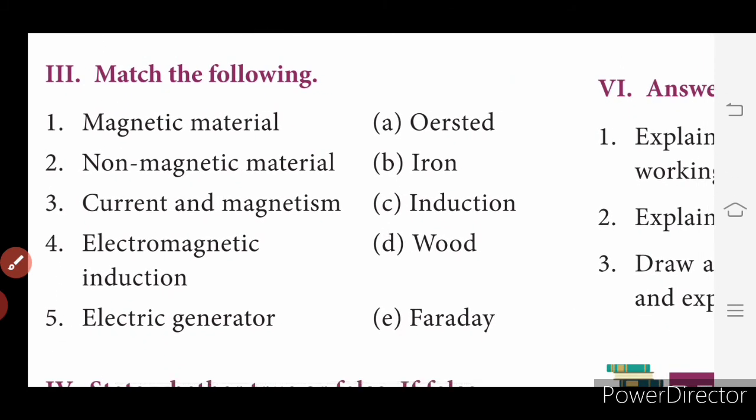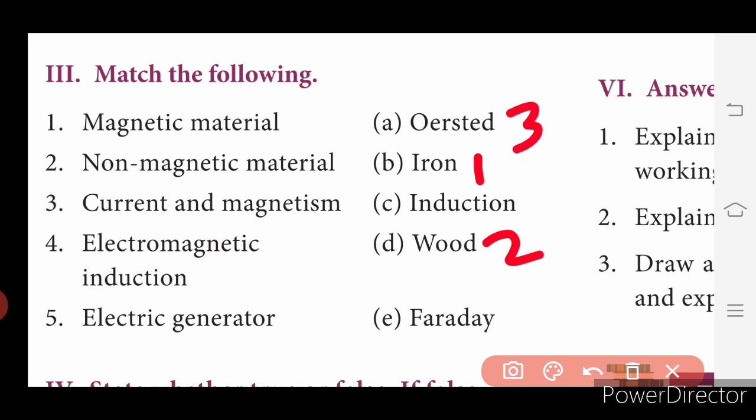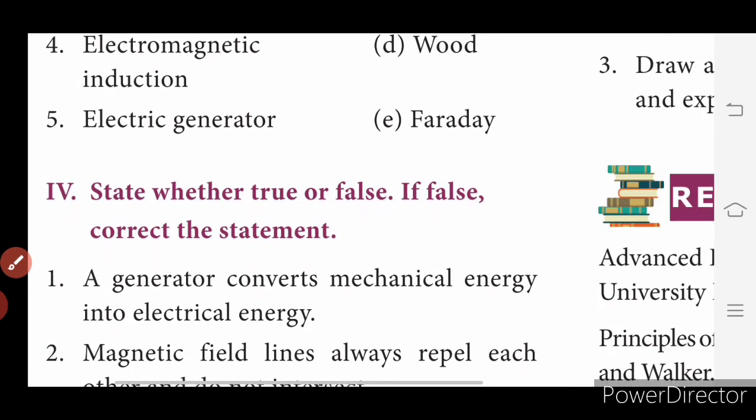Which is the magnetic material here? Iron. Non-magnetic material, wood. Current and magnetism is Oersted. Electromagnetic induction, Faraday. Then electric generator is induction. Okay. True or false? State true or false.